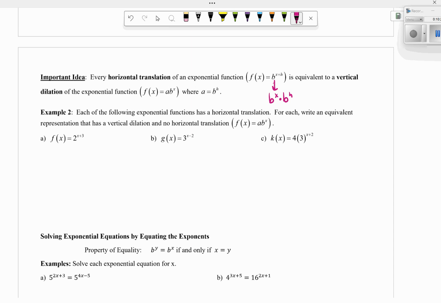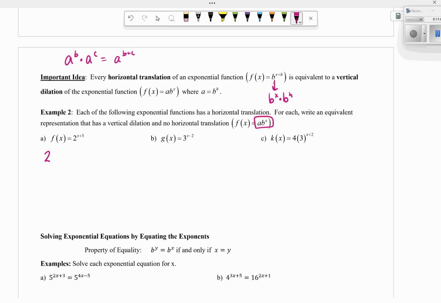So each of the following exponential functions has a horizontal translation. For each, write an equivalent representation that has a vertical dilation and no horizontal translation. So we're basically just writing this as a times b to the x. So notice that we're basically saying, how can we get x by itself with the base? So looking at 2, I see this as a plus here, so we're going to use that product property. So again, the product property, a to the power of b times a to the power of c is a to the b plus c.